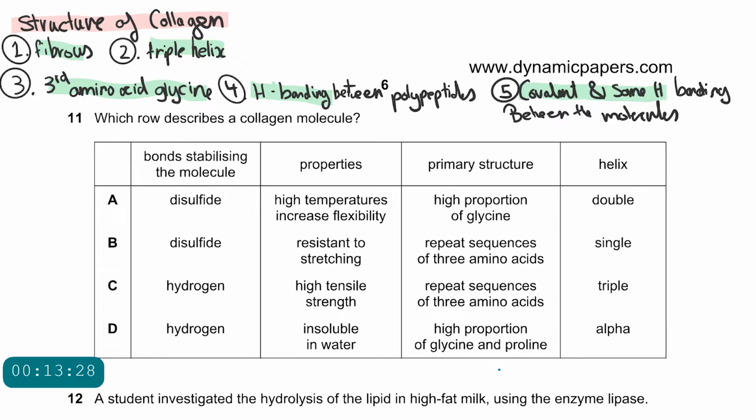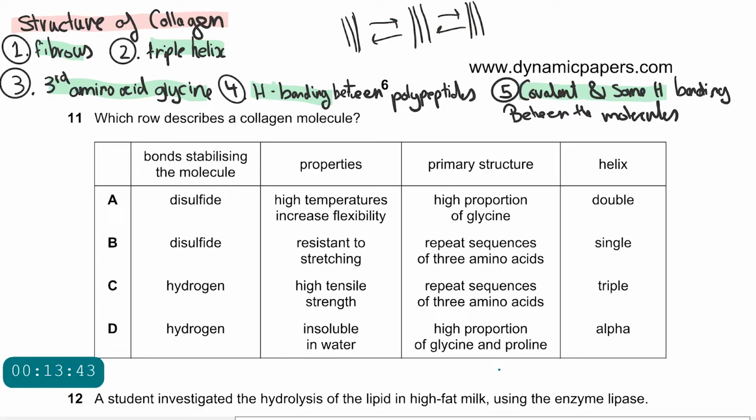Number 5, covalent and some hydrogen bonding between the molecules. When we form the molecules with 3 polypeptide chains, these join together by some covalent bonds and some hydrogen bonds to maintain the high tensile strength. Coming back to our questions, let's start with A. The bond stabilizing the molecule. We should know by now that it's definitely not disulfide, so this is incorrect, and hydrogen is correct. Properties. High temperatures increase flexibility. We all know this is incorrect.